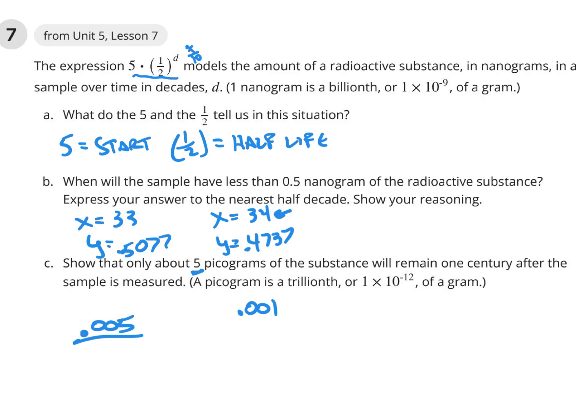So all you got to do is keep scrolling down x until y gets down to 0.005. And we just keep scrolling down. So when x equals 99, y equals 0.0052. When x equals 100, y equals 0.0049. So it's very close to 100 years or 10 decades.